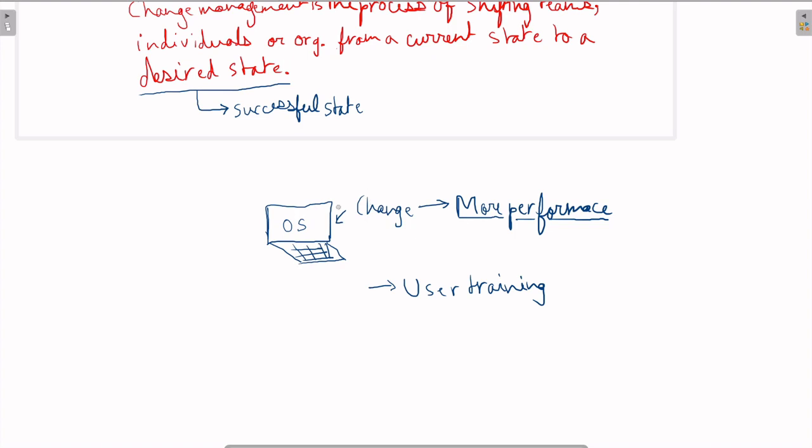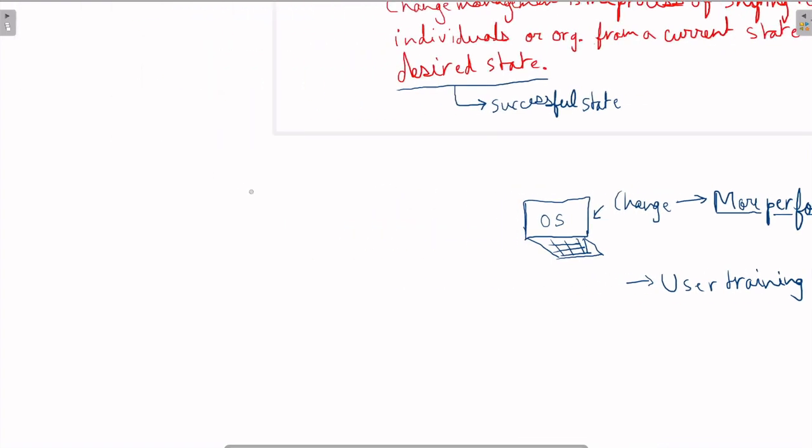Again, we've said that change management could be required for multiple reasons, okay? And most reasons depend on the situation, but mainly we do it to minimize negative impacts of change on individuals, and I'll write that here. Minimizing negative impacts of change on individuals.